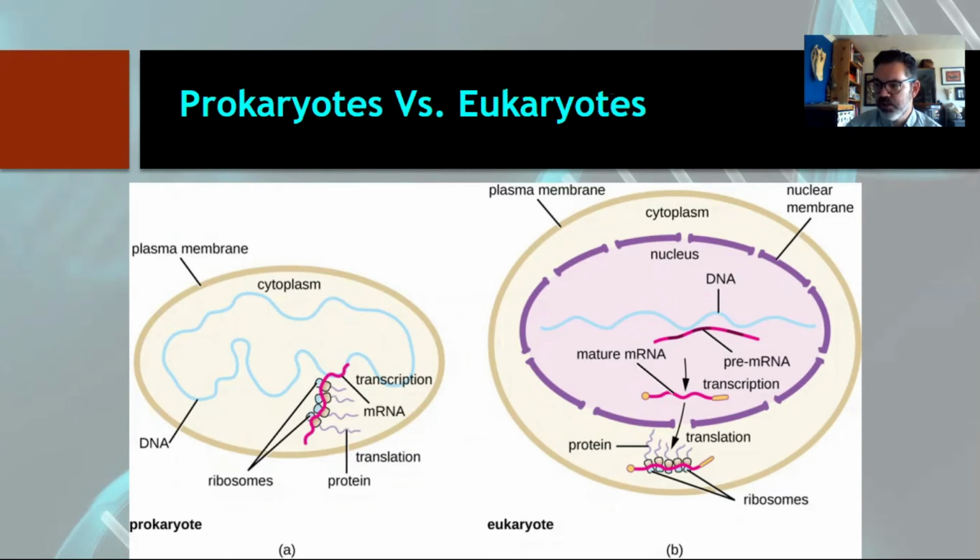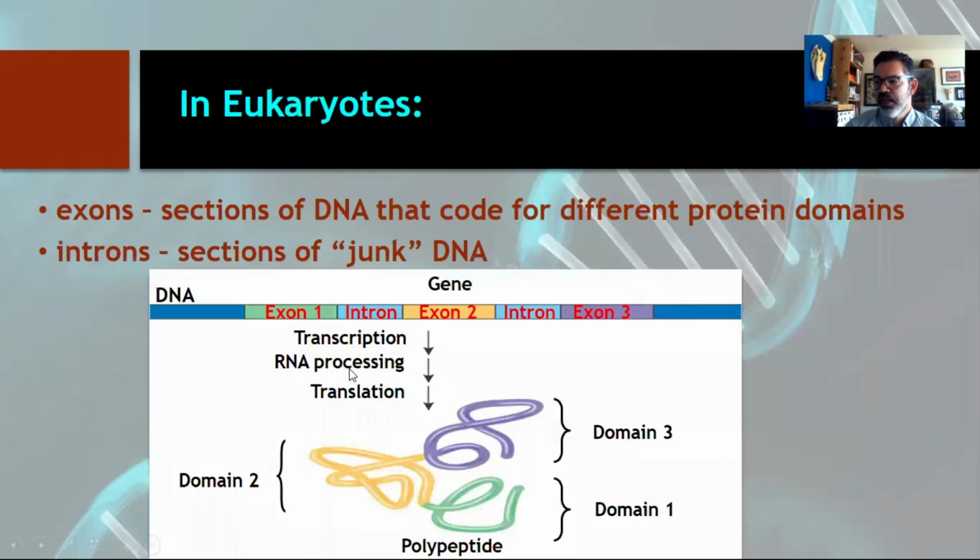Transcription occurs in the nucleus of eukaryotes because that is where the DNA is found. But prokaryotes don't have a nucleus, so transcription occurs in the cytoplasm. The next step, translation, takes place within the ribosomes, which are found in the cytoplasm of all cells. And on that note, we are not done with transcription in eukaryotes.